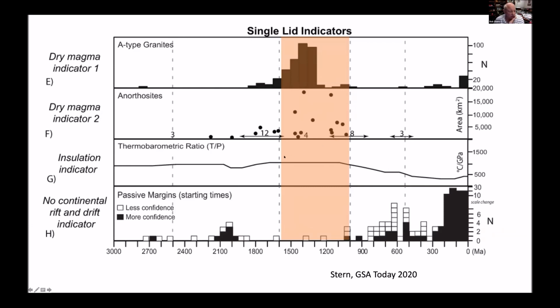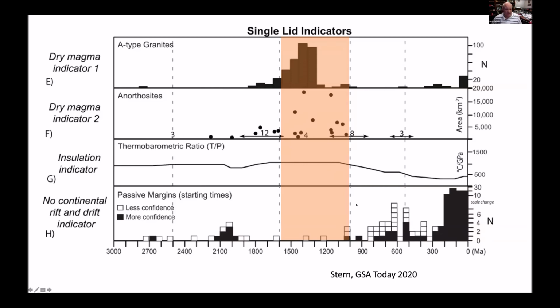Another interesting feature of single lid tectonic regimes is that the mantle lithosphere and the crust above it should heat up because it is being insulated and heat is building up. And in fact, the Mesoproterozoic is a time when the thermobarometric indicators in metamorphic minerals, shown here in degrees centigrade per gigapascal, increased, and since that time have been decreasing.